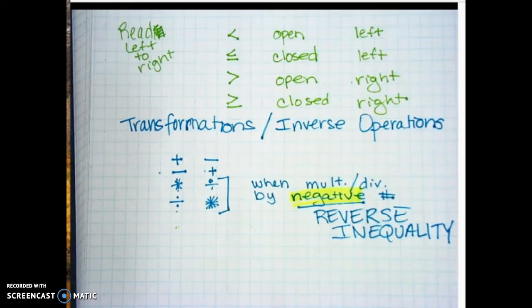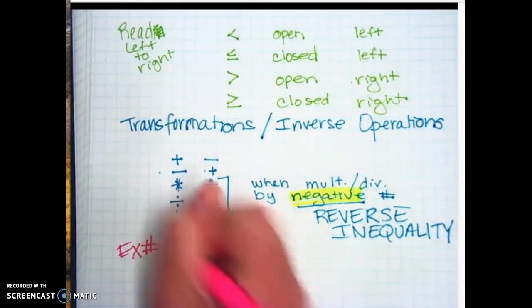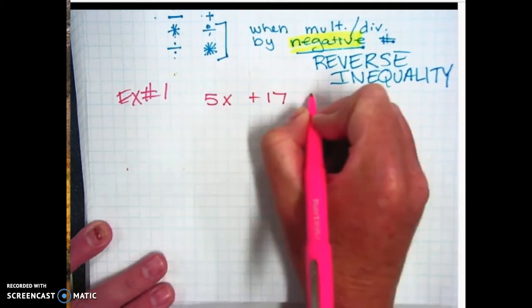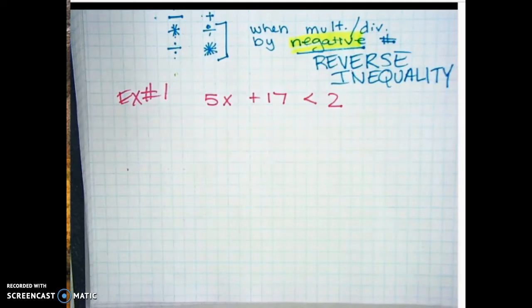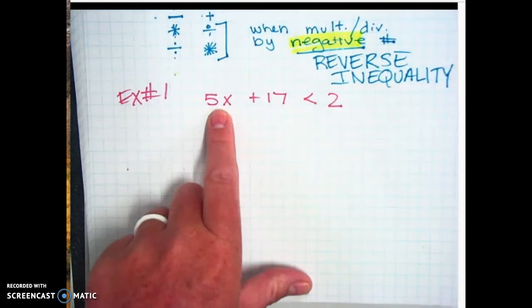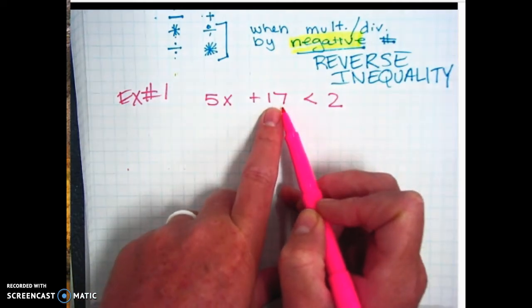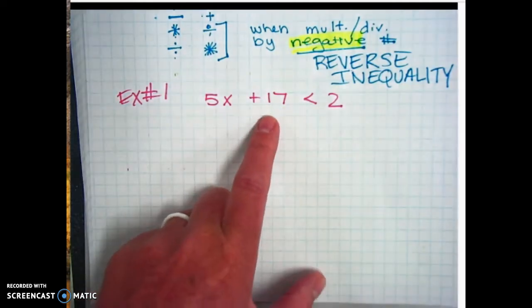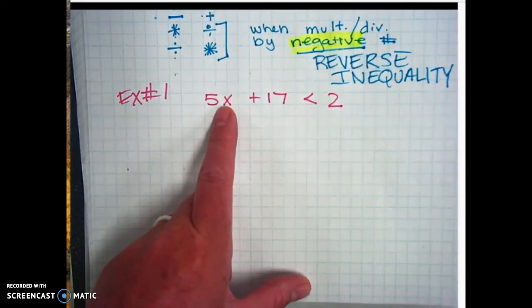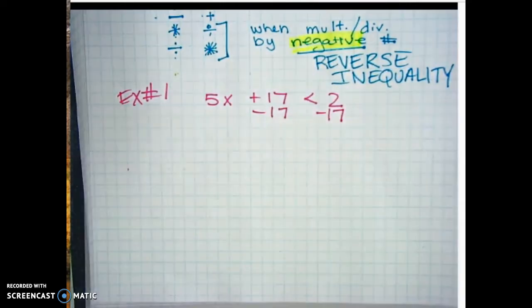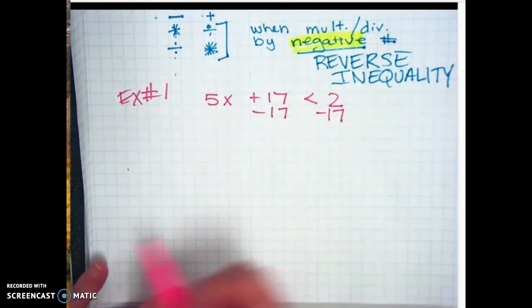Okay, so I've got 2 examples for you. Example number 1: 5x plus 17 is less than 2. Okay, so you're going to treat it like there's an equal sign there. Do your inverse operations till you get the x by itself. And so we have 2 operations happening, right? That x is being multiplied by 5 and 17 is being added. So should I subtract the 17 first or divide by the 5 first? Subtract the 17 first. It's going to make your life a little easier. There is a way to divide by 5 first, but you would end up with some fractions.